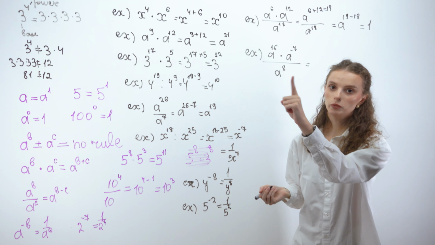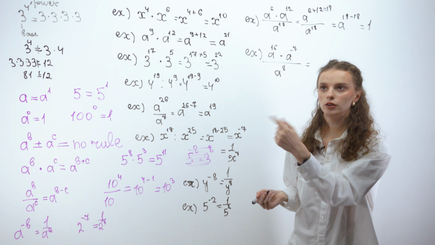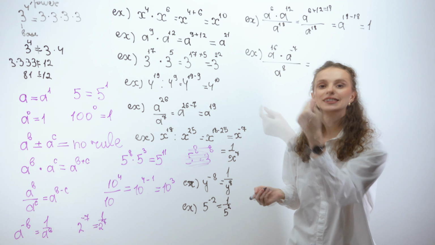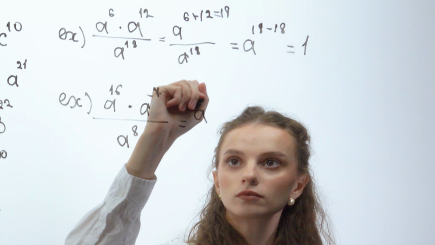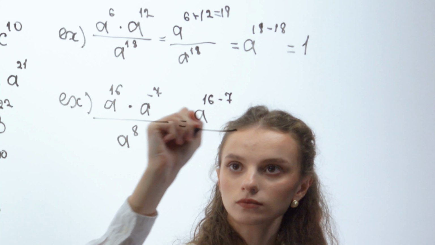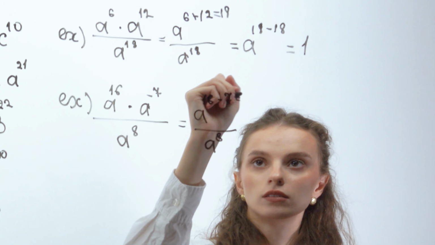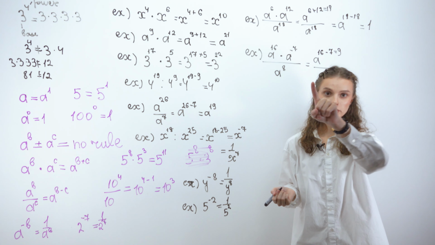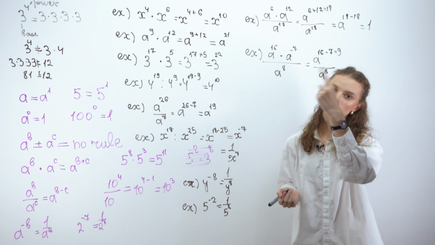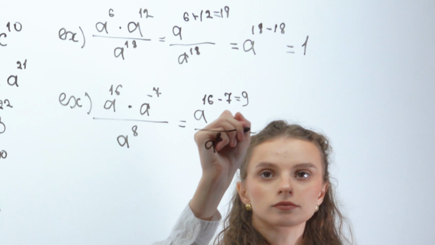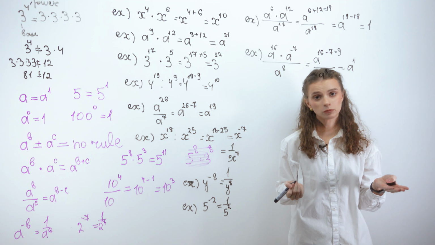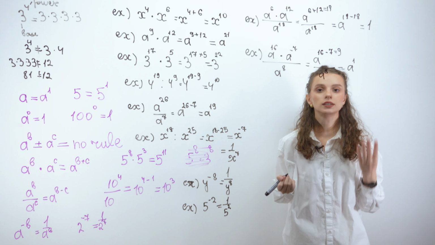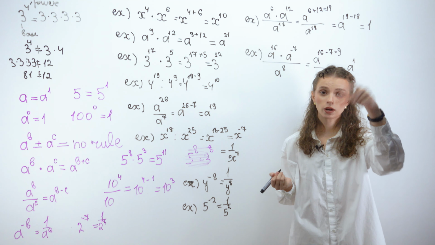What is going to happen with my numerator? I'm going to add powers. So 16 plus -7. And what is 16 minus 7? That is 9. Now let's subtract, right? Because we have division, and this means negative power, 9 minus 8 is going to be power of 1. And any number to the power of 1 is the number itself. So a to the first power is just a.